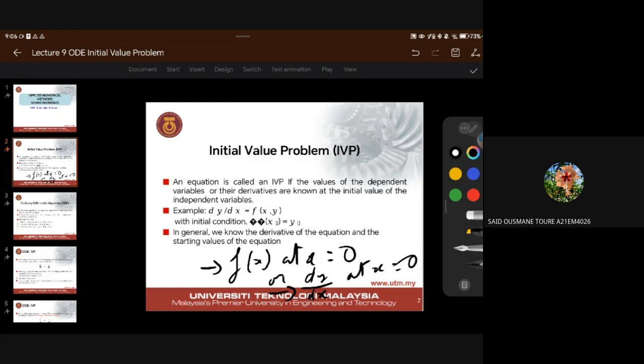Now, why I'm going to talk about BVP, which is boundary value problem, is because sometimes they ask you to determine which case it is, IVP or BVP. So BVP is when you know f of x0 at the beginning and f of xn at the end, or the derivatives as well. The same goes for the derivative f prime.